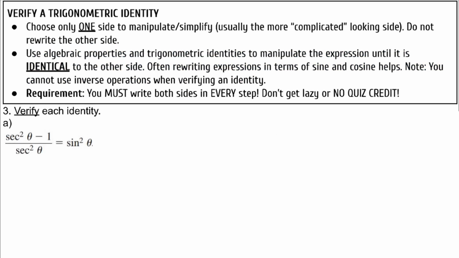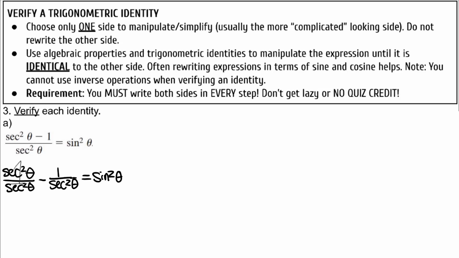Secant squared theta minus 1 over secant squared theta equals sine squared theta. So the more, quote, complicated looking side is definitely the left side. I want the left side to eventually be sine squared theta. The nice thing is we only have one term in our denominator. When you have a monomial in the denominator, you can just divide each term in the numerator by that denominator. So separately, this would be secant squared theta over secant squared theta minus 1 over secant squared theta is equal to sine squared theta. Secant squared theta divided by secant squared theta is 1.